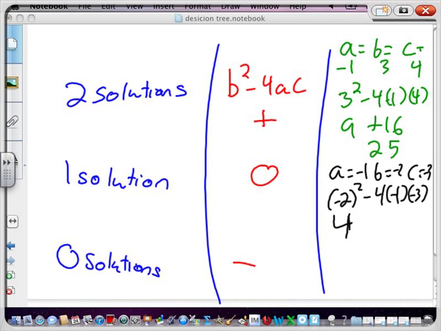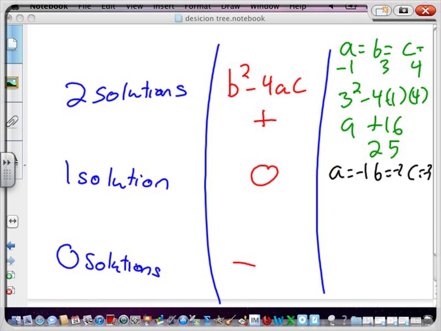Negative 4 times negative 1 is 4, right? Positive. What's a positive 4 times a negative 3? Is that going to give me a 0? That's going to give me a negative answer. All right, that's not going to work. Oh, look. Let's make the C negative. Just the C and the A.